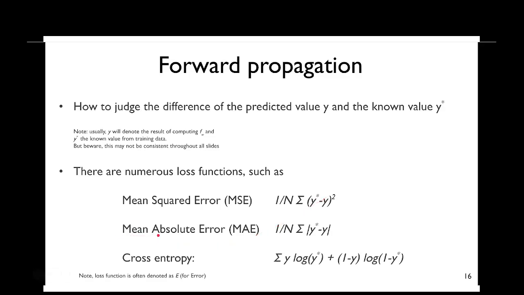In contrast, we have the mean absolute error, where we don't build the square, but we just take the absolute difference. And a third example is the cross entropy, where we use the entropy formula to measure the similarity of y and y star. Note that in general, the error function is usually abbreviated with a capital E, and generally we will denote the known values by y star, or sometimes in the literature you find y hat, and the computed value as y. However, you should always be alert. Of course, this is not completely consistent throughout all of the lectures.